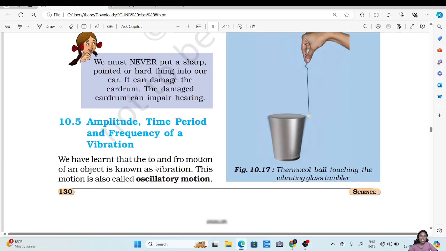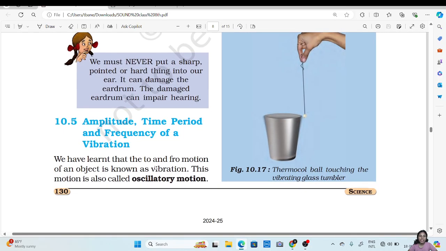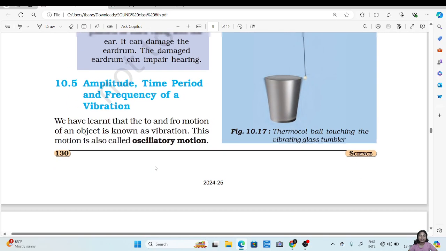We'll look into a few terms that are related to sound, that is amplitude, time period and frequency of a vibration. Now we have learned that the to and fro motion of an object is known as vibration. This we already know. When an object is moving back and forth, that is known as vibration.